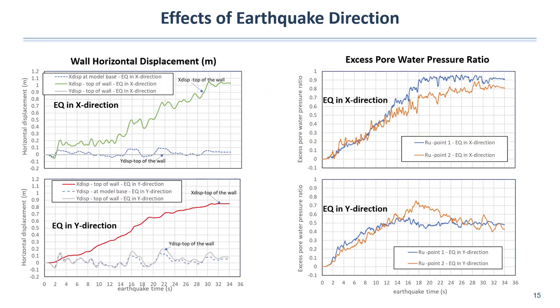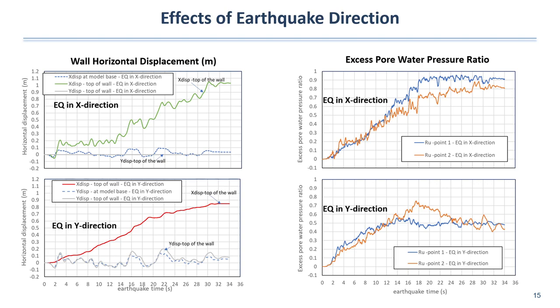If we look at the wall horizontal displacement, the earthquake in the X direction is the top left, and the bottom left is the earthquake in the Y direction, meaning out-of-plane. The displacement at the top of the wall is about 1.1 meters, and you can see the Y displacement of the wall is zero because the earthquake is applied in the X direction. But if we apply the earthquake in the Y direction, we can see the Y displacement of the top of the wall essentially follows the bottom of the earthquake, but the relative displacement is negligible. However, the displacement of the wall, even if the earthquake is applied in the Y direction, is still significant. In this simulation, it's not much smaller than if we apply the earthquake in the X direction.